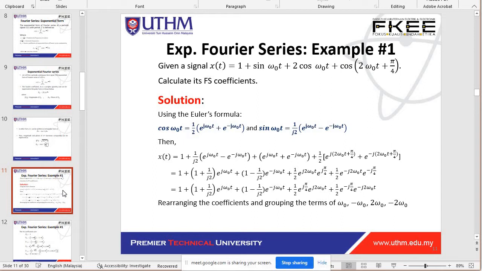Example 1. Given a signal x(t) equal to 1 plus sin ω₀t plus 2 cos ω₀t plus cos(2ω₀t plus π/4). In this question, they ask you to get the Fourier series coefficients. Let me show you how to do it one by one. I will stop sharing first.